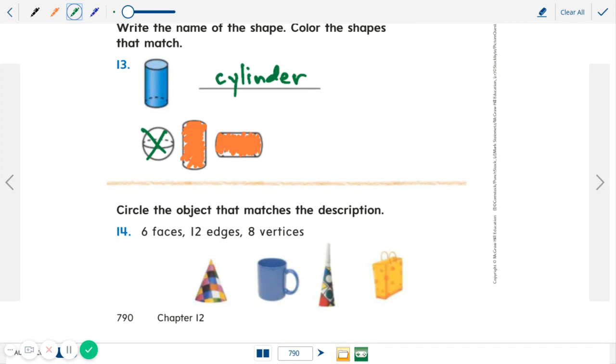Okay, now let's move on to number 14. We need to circle the object that matches the description. And the description is 6 faces, 12 edges, and 8 vertices. So hopefully you looked at those 4 pictures and you determined that the object that matches the description is the shopping bag.